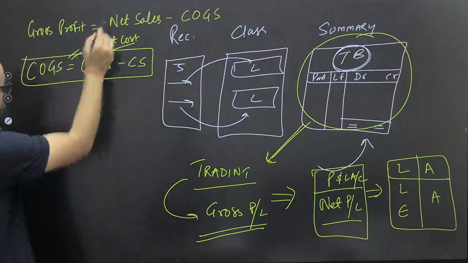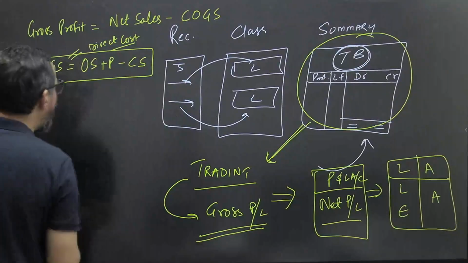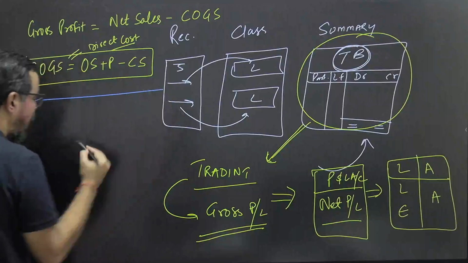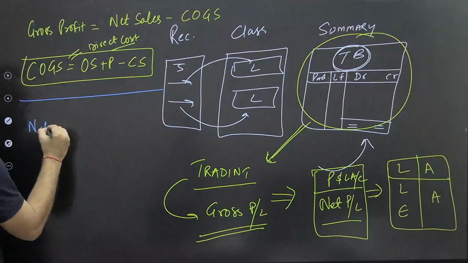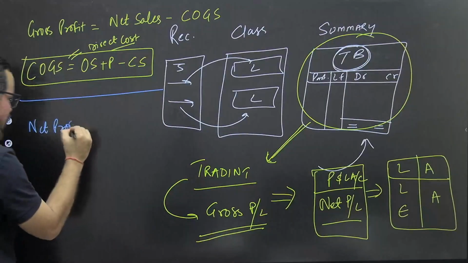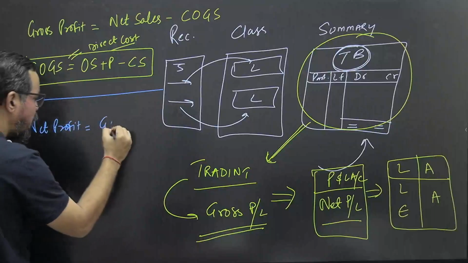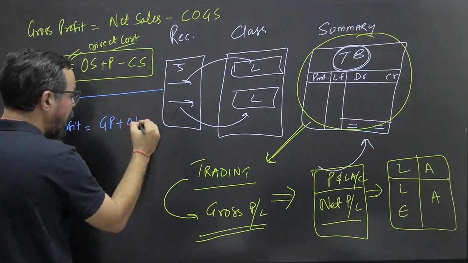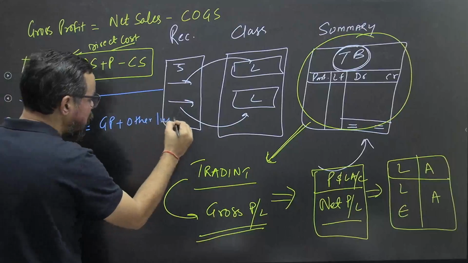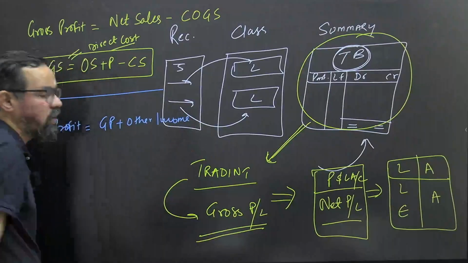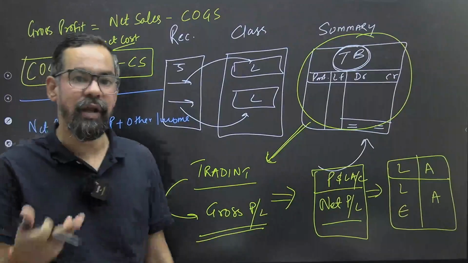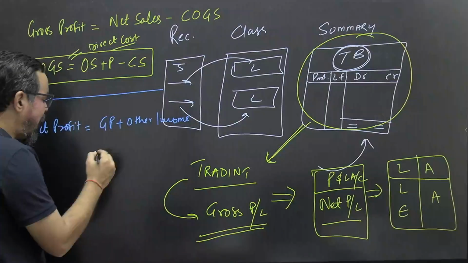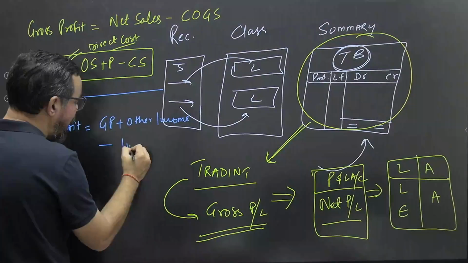So this is your gross profit. Okay? Then after that we prepare net profit. So net profit is equal to gross profit plus your other income, which will include income from commission, dividend, interest and others, and minus indirect expenses.